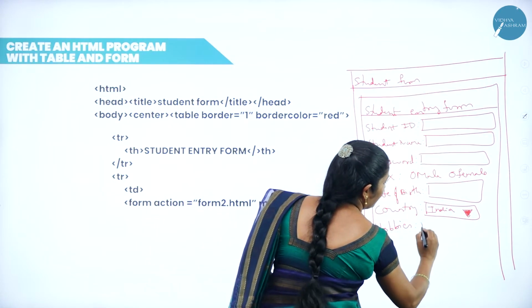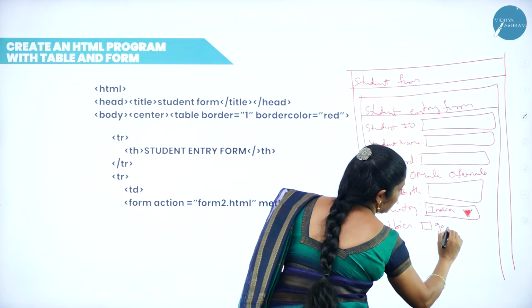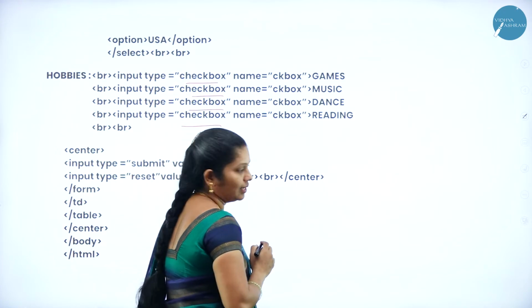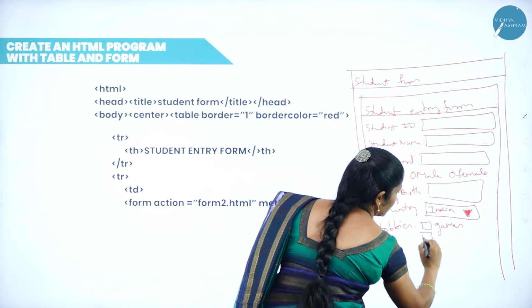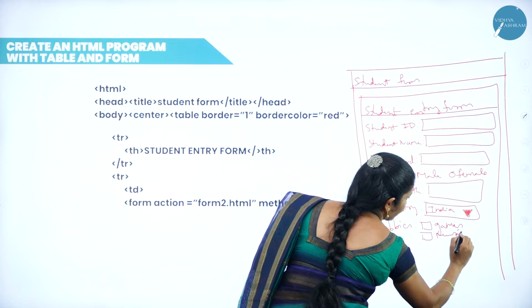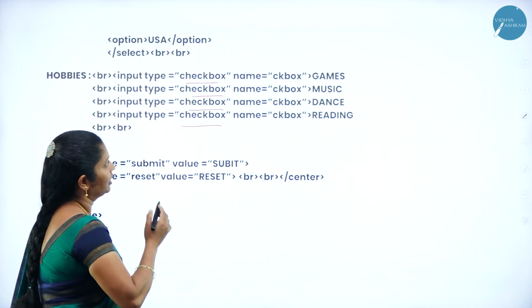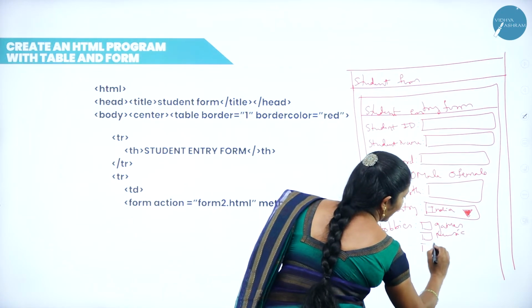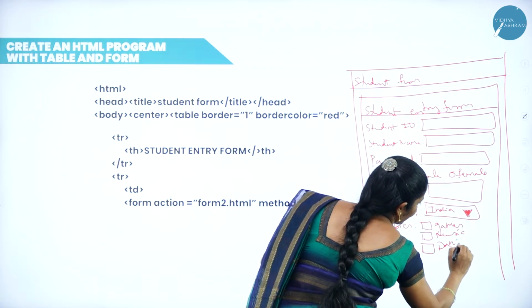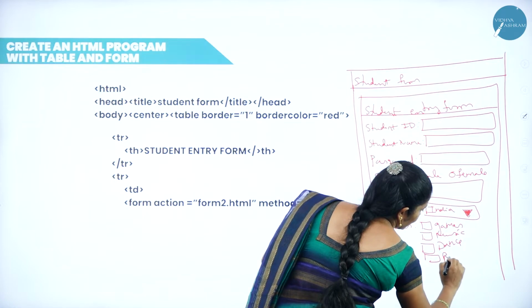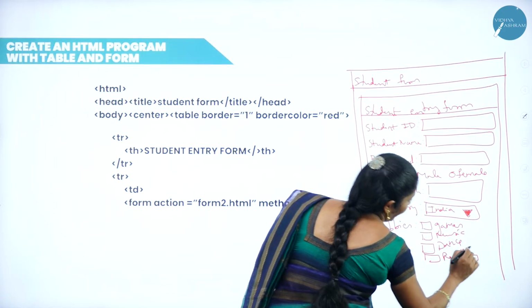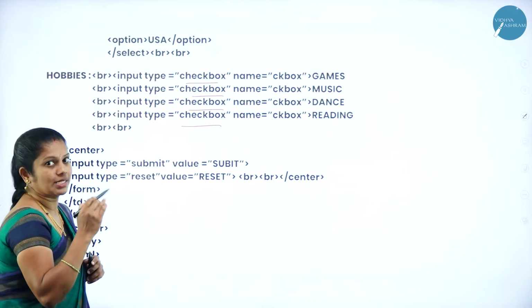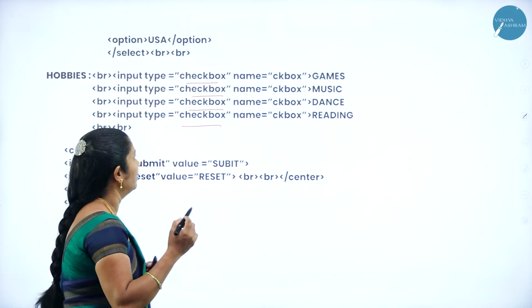First here we have game. Here you have to get one box, games. Next you have music, and once again here it will display music. Then in the same way it will display dance and reading. It means that here we are able to select multiple options. Checkbox helps to select multiple options.